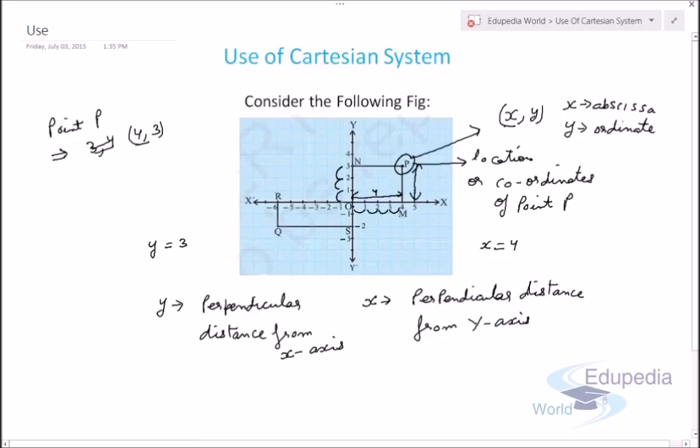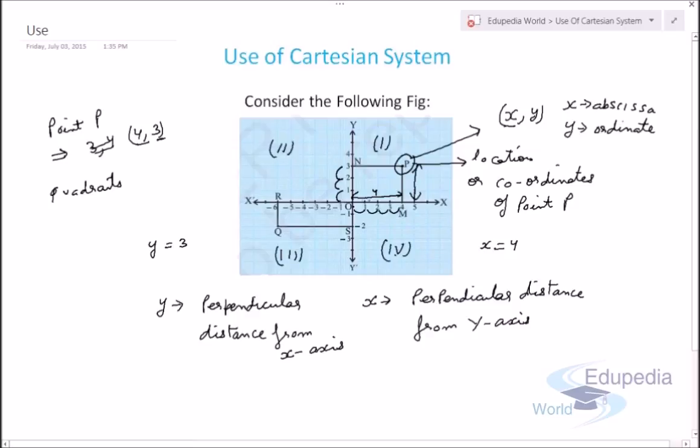Because we have x as 4 and y as 3. So this is how we can use Cartesian system to represent a point P. So let me discuss more about quadrants. Now, as we discussed in the previous slides, this is the first quadrant, this is the second quadrant, this is the third quadrant, and this is the fourth quadrant.